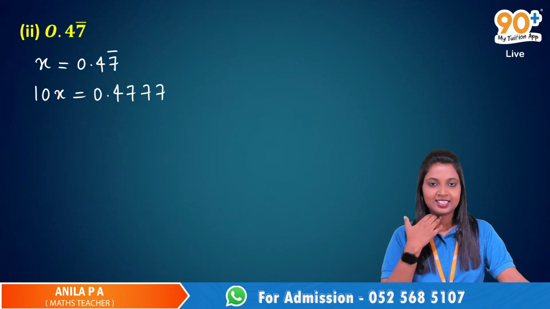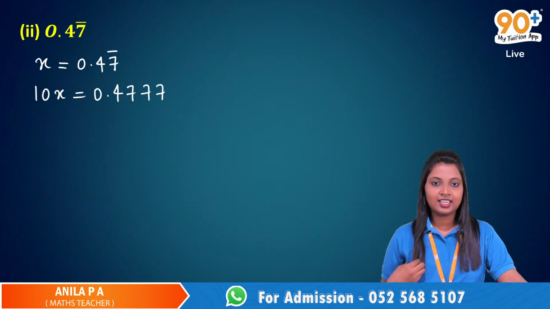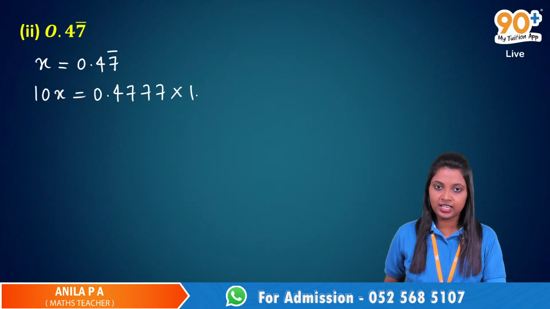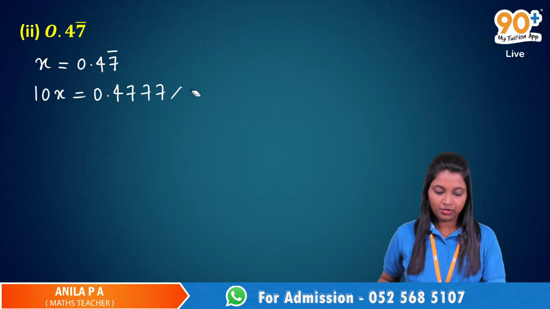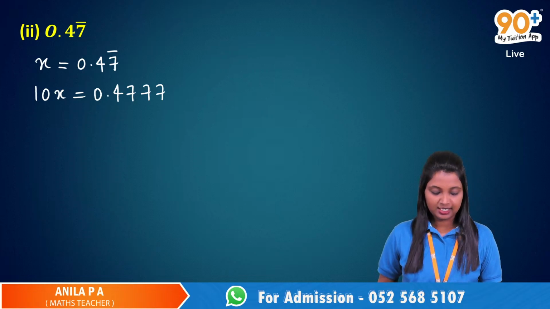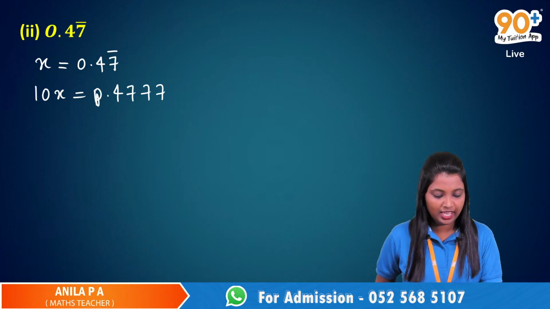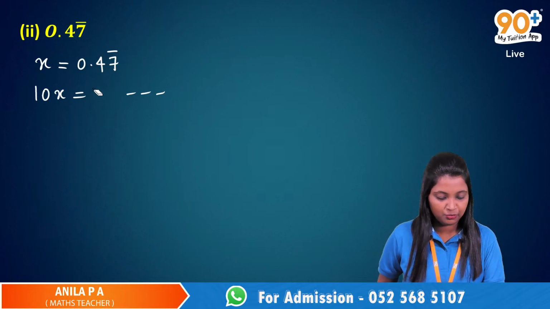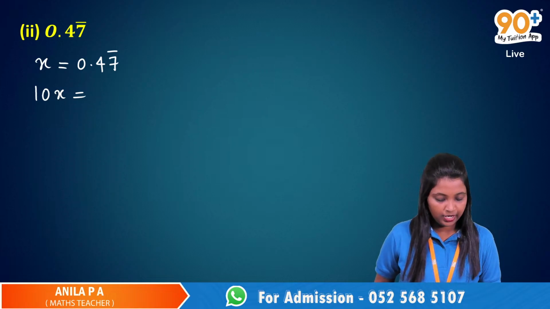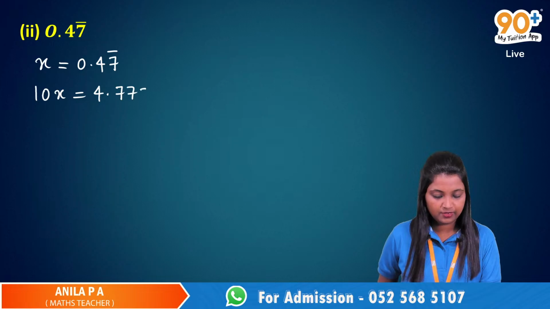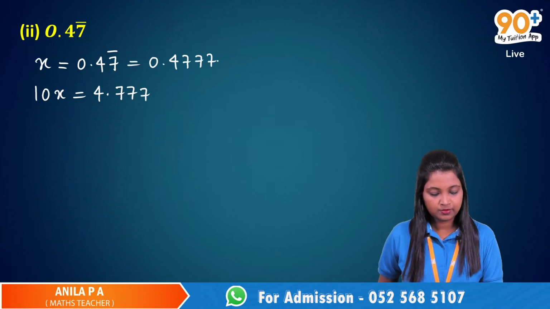10x, so multiply by 10. Not into 10 here, just like this. I meant 10x, so 4.777 etc., and you said 0.4777 etc. So 4.777 minus 0.477.